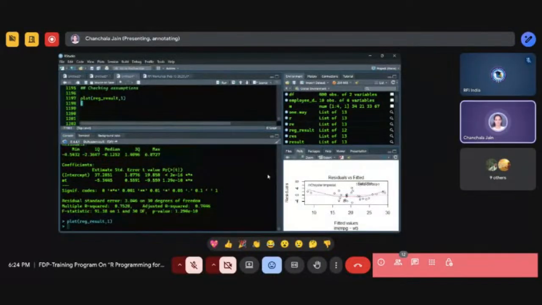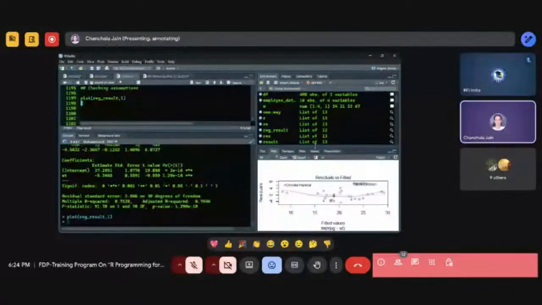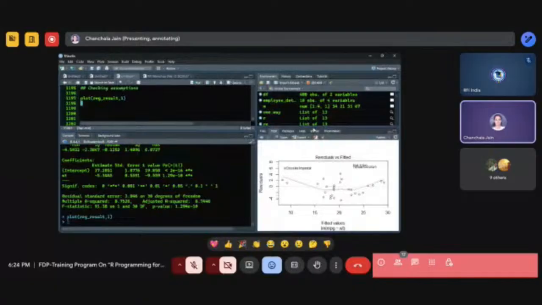I think my fourth window is visible, right? Shall I go for the interpretation? Visible to all? May I go for the interpretation of this now?